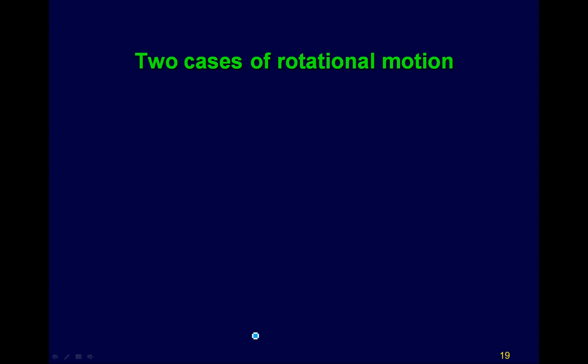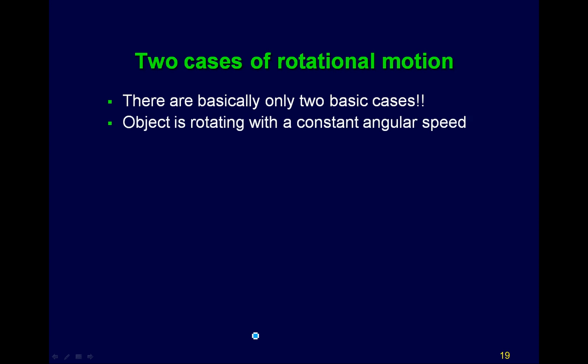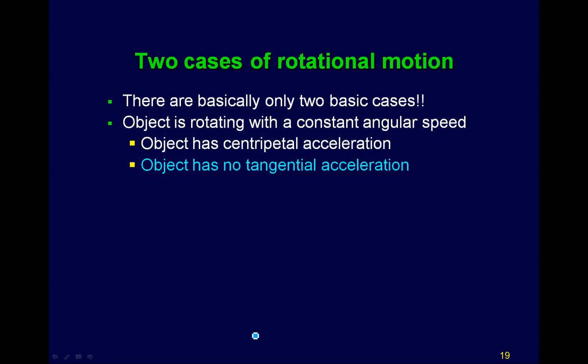And in general, there will be two cases of rotational motion that we'll be dealing with, and this is true for everybody. So there are basically two kinds. The first kind is the object is rotating with a constant angular speed. In that case, the object has centripetal acceleration. Remember, that's the one that changes if your direction changes. If you're rotating, your direction's always changing. The object has no tangential acceleration because you're going at a constant speed. And so tangential acceleration is always if your speed is changing. And then the object has no angular acceleration.